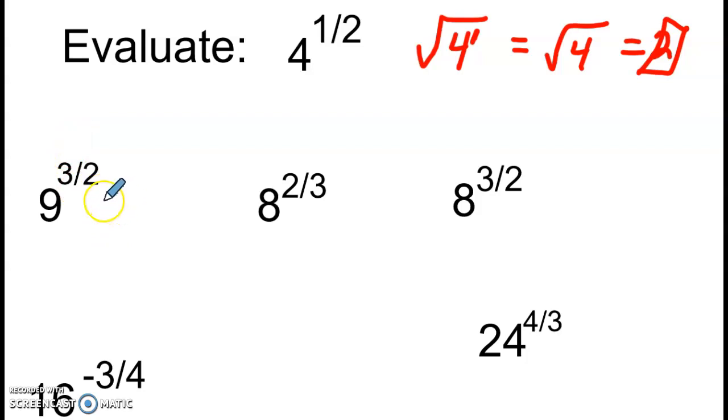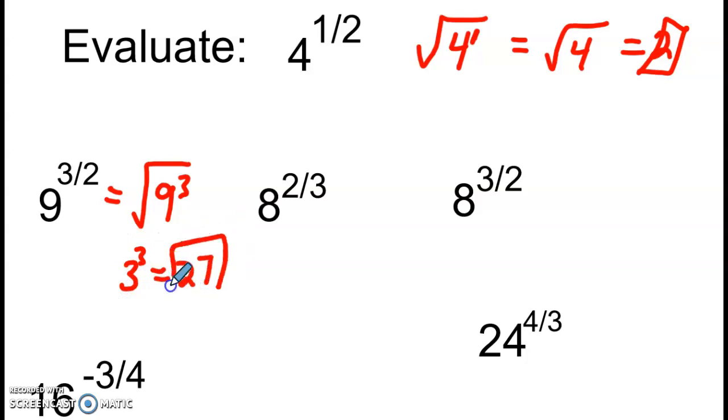So 9 to the 3/2, the denominator's 2, so it's the square root of 9 to the 3rd. You have two choices, guys. You can take 9 to the 3rd, which is 729, and then take the square root of that, which is 27. Or you can take the square root of 9 first, which is 3, and then cube that, which is 27. Either way, you get the same answer, okay?